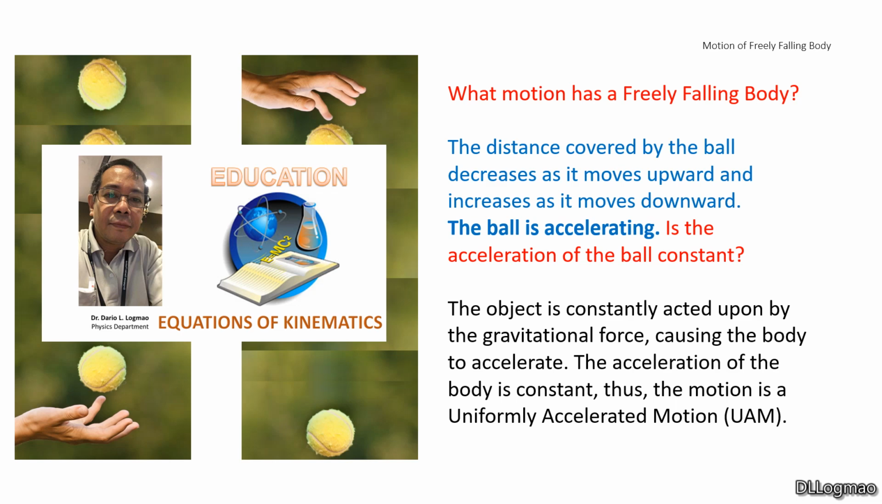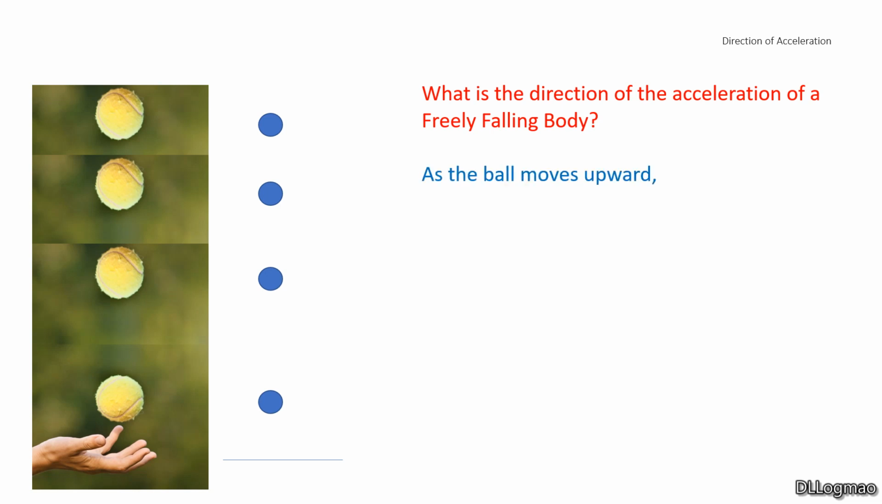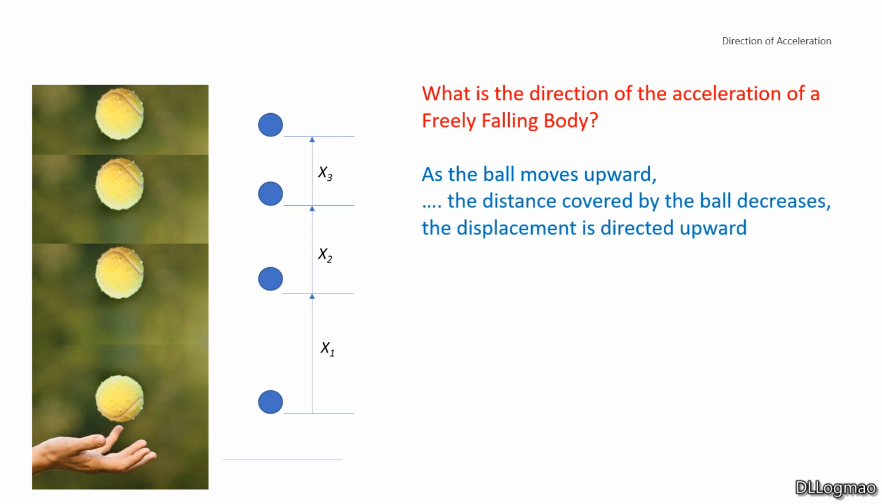What is the direction of the acceleration of a freely falling body? As the body moves upward, these dots represent the position of the ball in the same period of time. As the ball moves upward, the distance covered by the ball decreases. The displacement of the ball is directed upward.